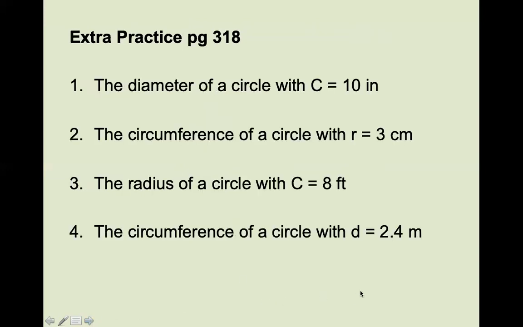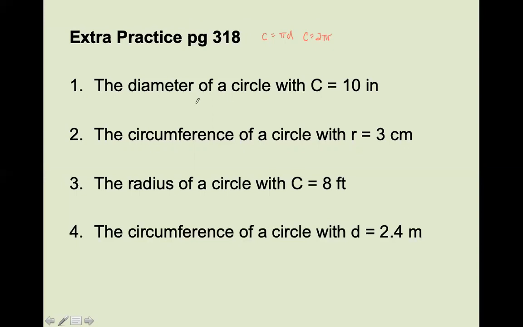So let's go ahead and look at some extra practice on page 318. This first part, we're going to be working with the circumference formulas. Remember, there are 2 circumference formulas that we can use. The first is circumference is equal to pi times diameter, or we could have circumference is equal to 2 times pi times the radius. So depending on what we're given or what we're looking for, we can decide which of those 2 formulas to use.